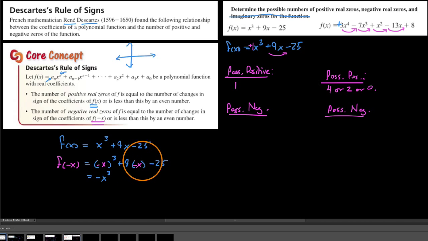Over here, negative x to the first power, that would still be negative. So we say a positive 9 times a negative x is a negative 9x. And then we say negative 25. When I plugged in a negative x, it was not affected. So we say f of negative x equals this.